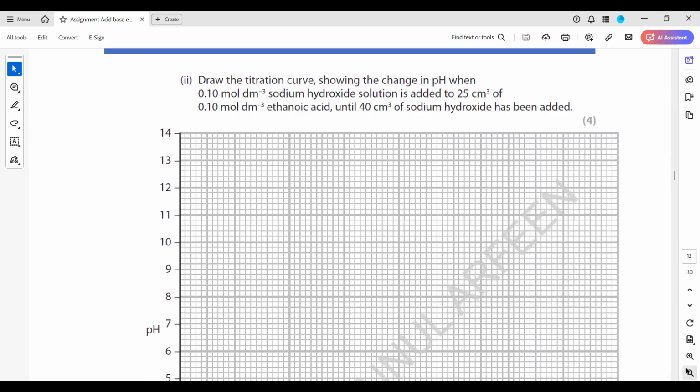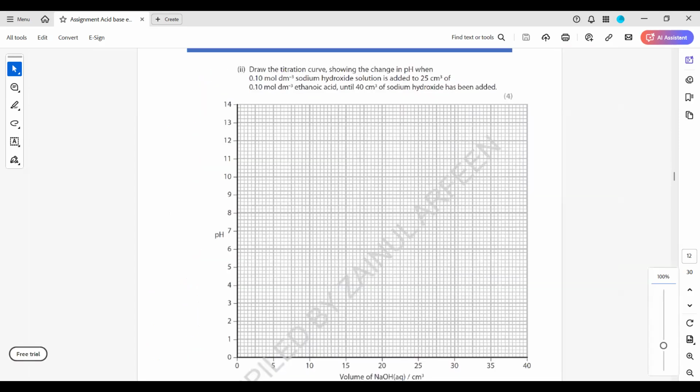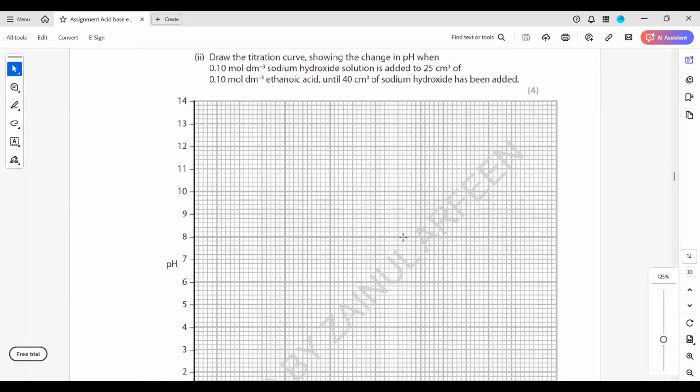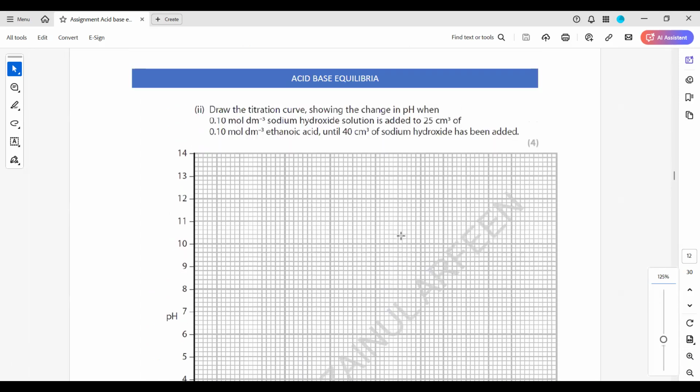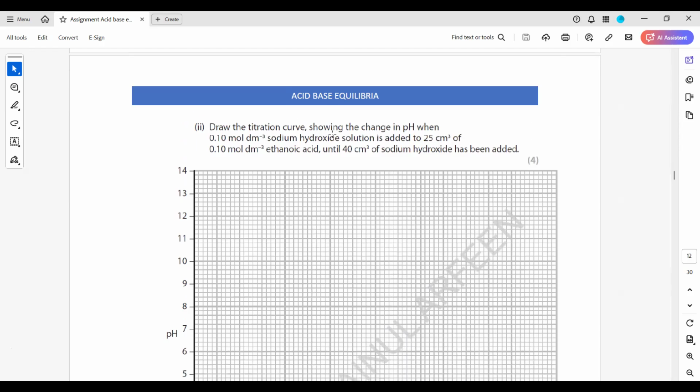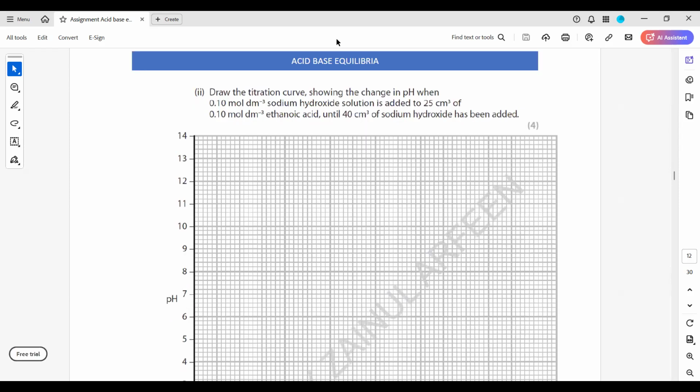Next is a titration curve. Yesterday we did the titration curves. Remember the vertical part for different titration curves. For example, if it is a strong acid and a strong base, it was from 3 to 9. Now here, draw a titration curve showing the pH when 0.1 mole sodium hydroxide is added to ethanoic acid. So what is this titration curve? This titration curve is for a weak acid. The acid used is ethanoic acid, and ethanoic acid is a weak acid. So we have a weak acid and a strong base.